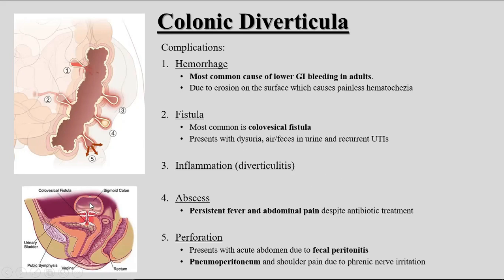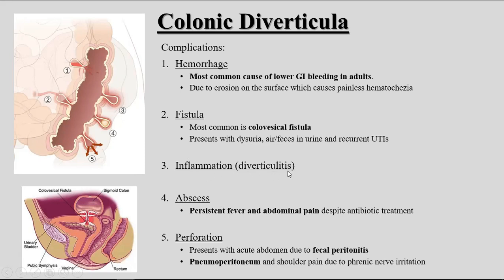But other than that, you can also have the feces from the sigmoid colon move into the bladder. So you can have feces in the urine or air in the urine, and all of these are very painful and very dangerous. Other than that, you can also have recurrent UTIs because of the normal gut flora actually passing into the bladder, which is not normal bladder flora.